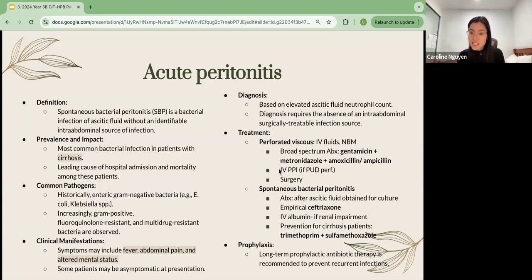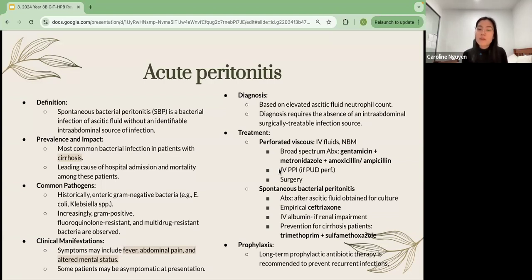If it's spontaneous, like nothing has perforated, but they still have the peritonism signs, then we need to treat it with empirical ceftriaxone. If they have renal impairment, we give them IV albumin because IV albumin keeps the water inside our blood. With cirrhosis, for example, people don't have albumin, so you lose water through third spacing, out of your tissues into the peritoneum.